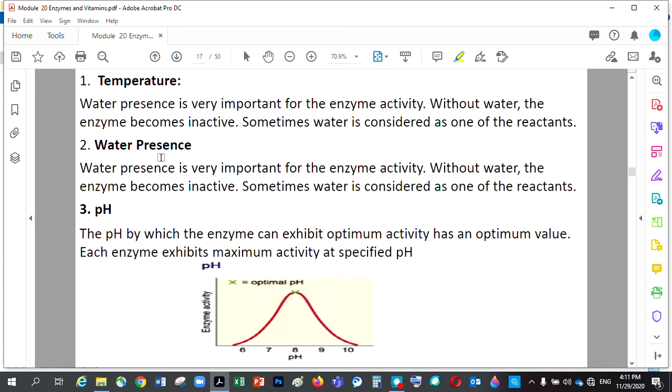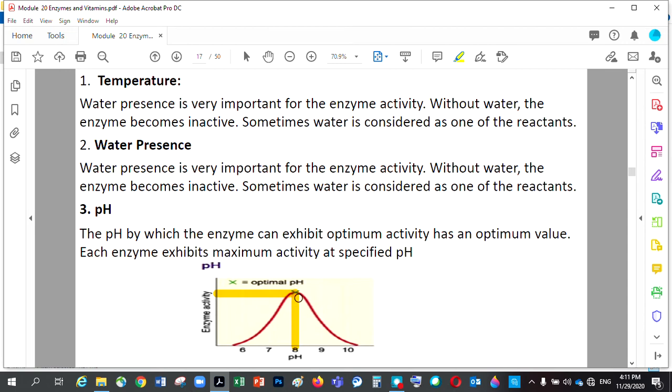So we need an optimum temperature. The water presence: water is very important to enzyme activity. Without water, the enzyme becomes inactive. Sometimes water is considered as one of the reactants. The acidity, again like temperature, the enzymes work at an optimum pH, which is very close to around 8, as you can see here. So this is an optimum value of the pH, not too acidic, not too basic, mildly towards basic.